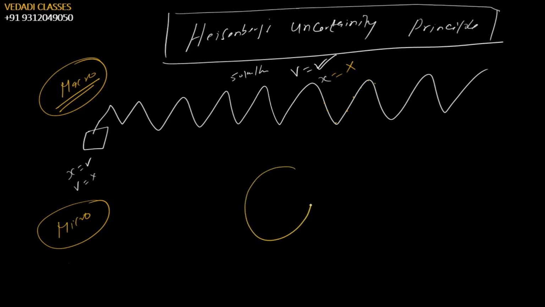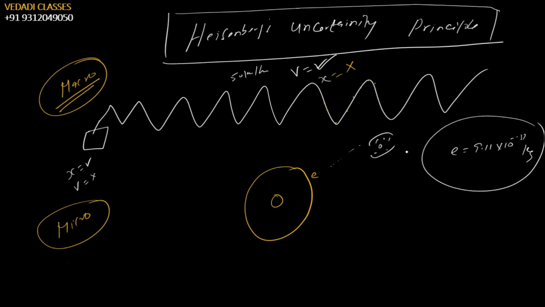Suppose an electron is over here, moving around the nucleus. Now, what do we need to see something? We need an eye as well as light, visible light. When the visible light falls on the electron, the mass of the electron is very, very small: 9.11 into 10 power minus 31 kilogram.